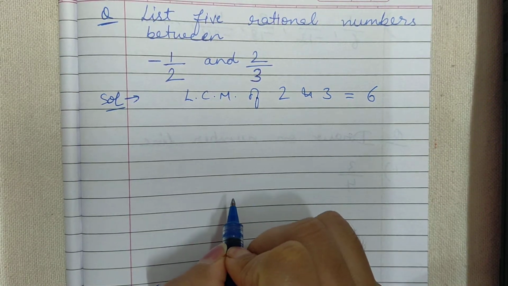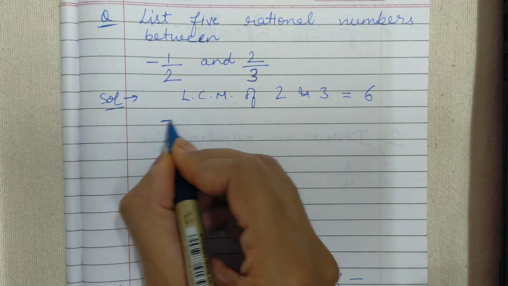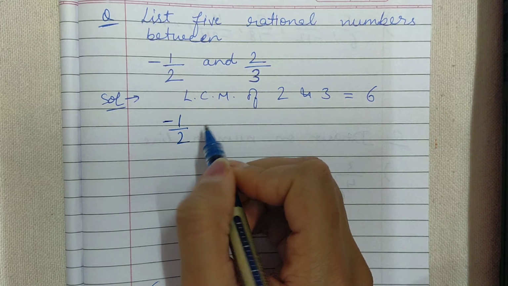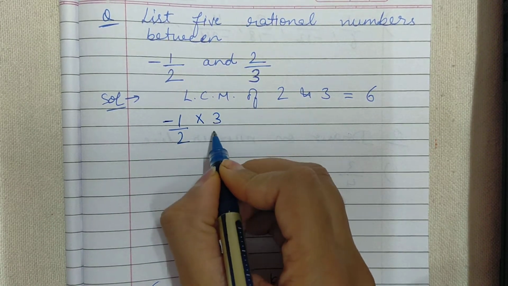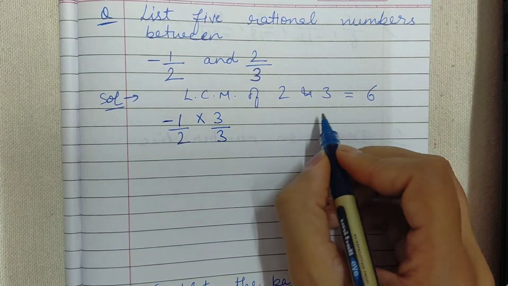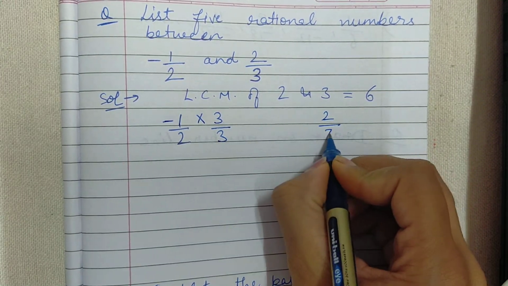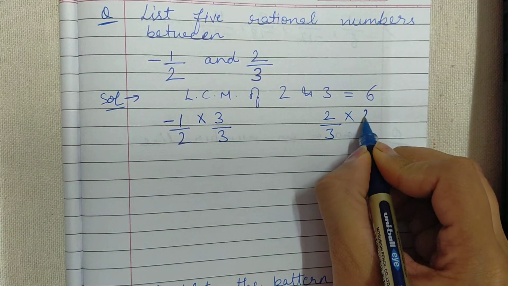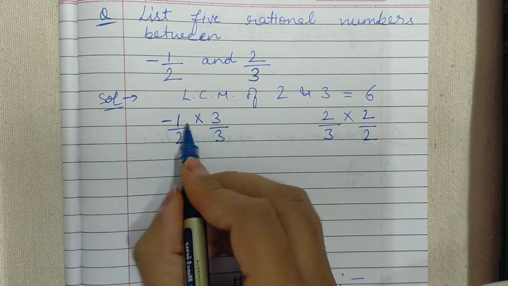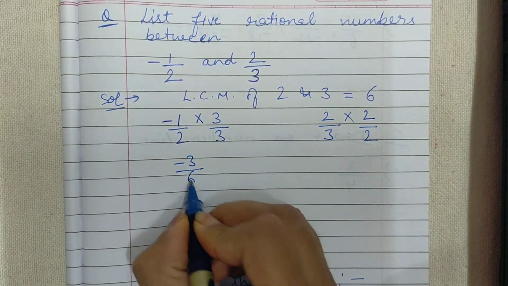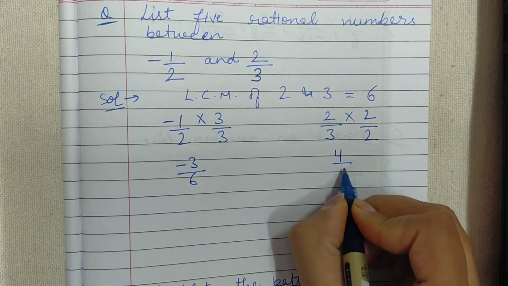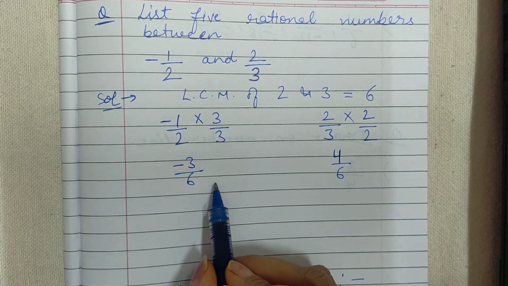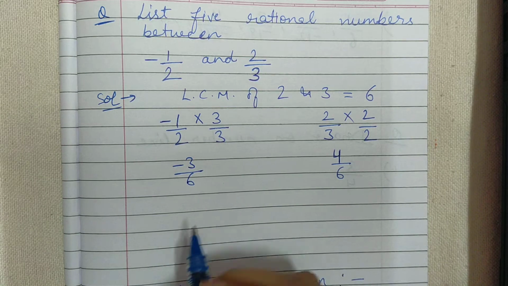Now we will make the denominator 6. Now this is -1/2. 2 को किससे मल्टीप्लाई करेंगे कि we will get 6? 3 से. So we will multiply it and divide it by 3. This 2/3, 3 को हम 2 से मल्टीप्लाई करेंगे, then we will get 6. So it is multiplied by 2 divided by 2. Now it becomes -3/6 and it becomes 4/6. Now we can write the numbers that lie between -3 and 4.